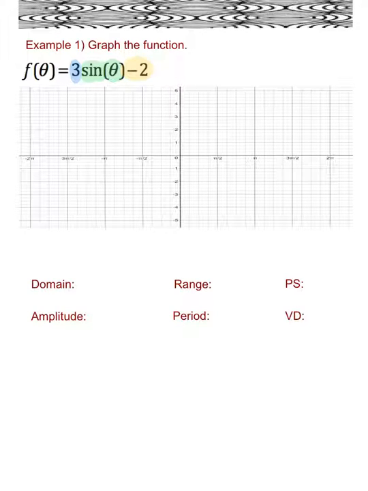I'm always going to start with my parent function, and I'm going to color code it based on the colors that I put up here. So my parent function for sine, start at 0. At pi over 2, I'm at 1. At pi, I'm at 0. At 3 pi over 2, I'm at negative 1. And at 2 pi, I'm at 0. So I'm going to carry this through.